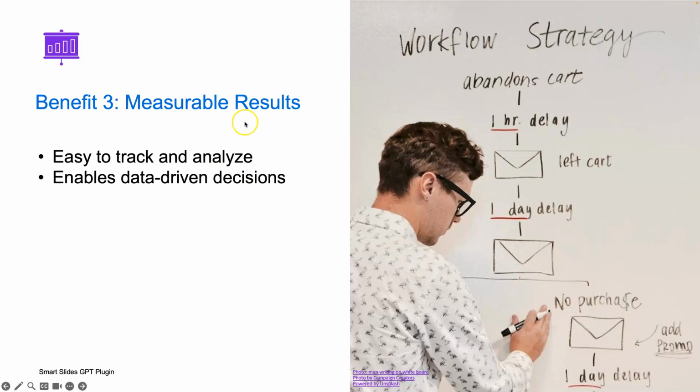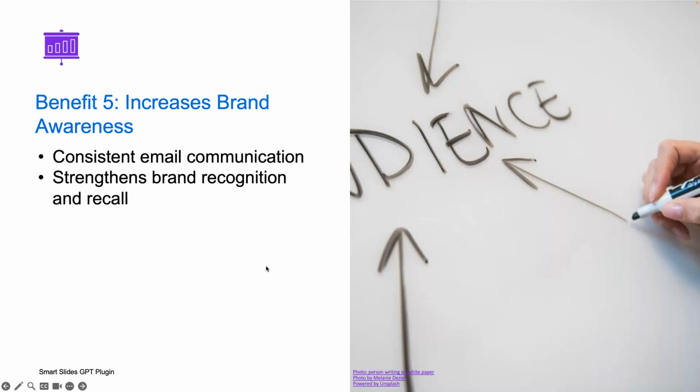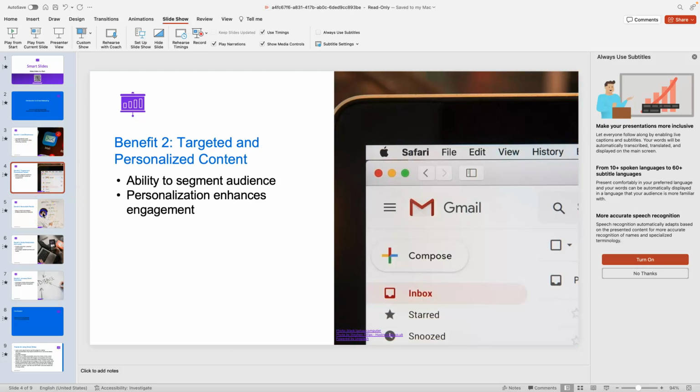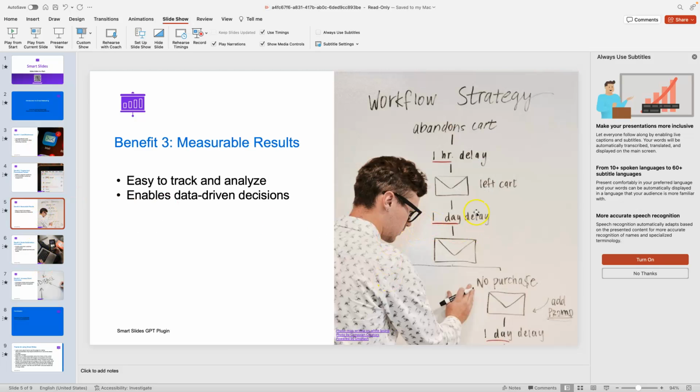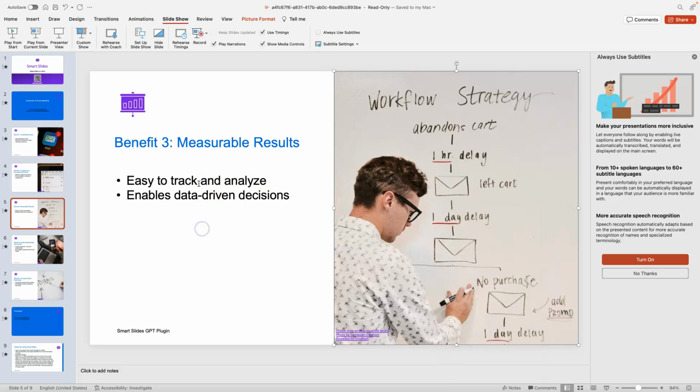We have benefit 3, measurable results, easy to track and analyze, enables data driven decisions. Builds relationships. And so you can just see how you could, if you were in a bind and you needed to create some slides real quick, you could actually tell it exactly what you want on each slide. You even have your conclusion right over here. So really, in a nutshell, if you really needed to in a bind, right? And then once this creates this for you, you can actually interchange these out. You can right click, you can change the picture, stock images, online sources, change this up a little bit.